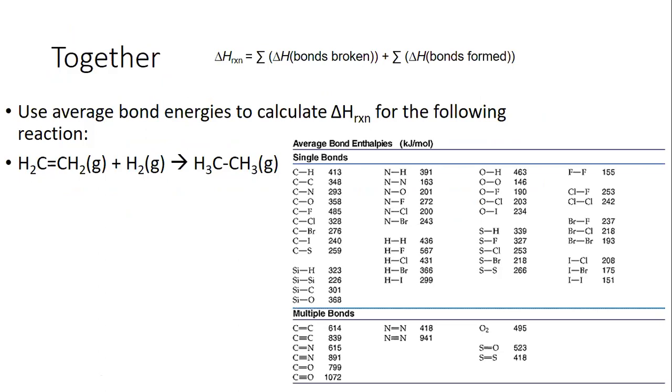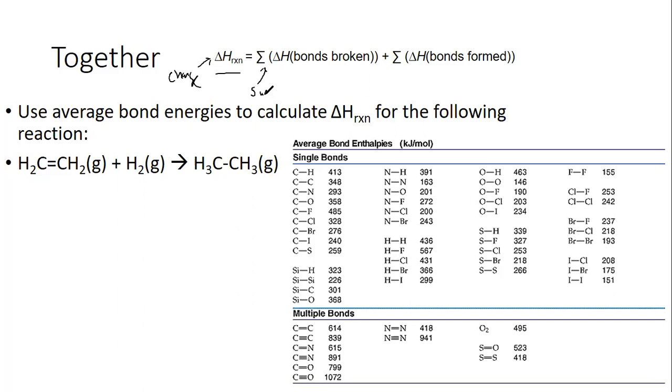Let's actually calculate a delta H reaction going solely off which bonds are formed and which bonds are broken. Now, when we calculate this, we need a couple of things. One, here is our equation. The change in enthalpy of a reaction, remember delta, anytime you see delta, that means change, is equal to the sum, this epsilon means sum, of all the delta H of bonds broken.